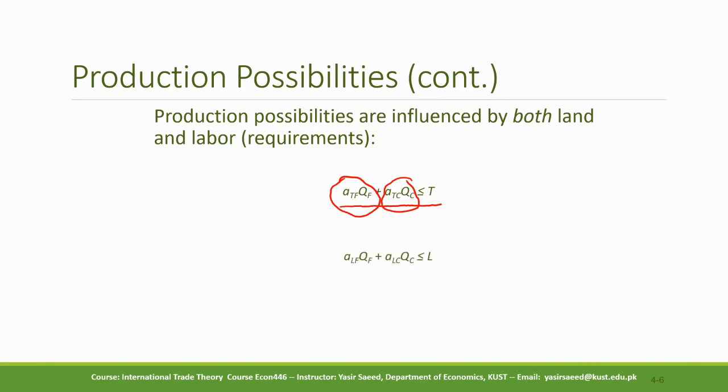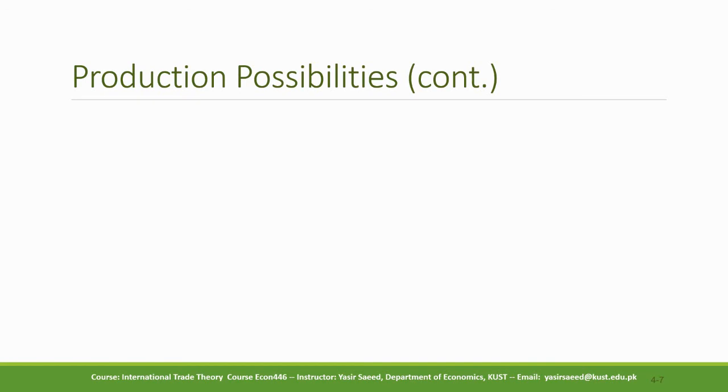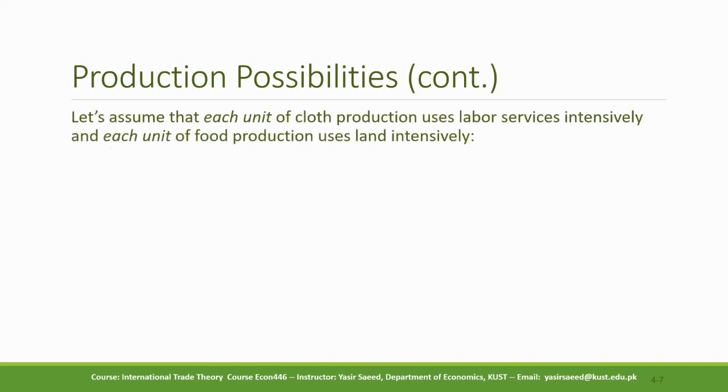We can do the same math for the labor. Total labor utilized for production of food and total labor used for production of cloth, and this gives us the total labor utilized in our production. Now we need an important assumption regarding the production possibility frontier. Since we have two goods, one is called cloth and the other one is called food, the nature of these two goods is different.